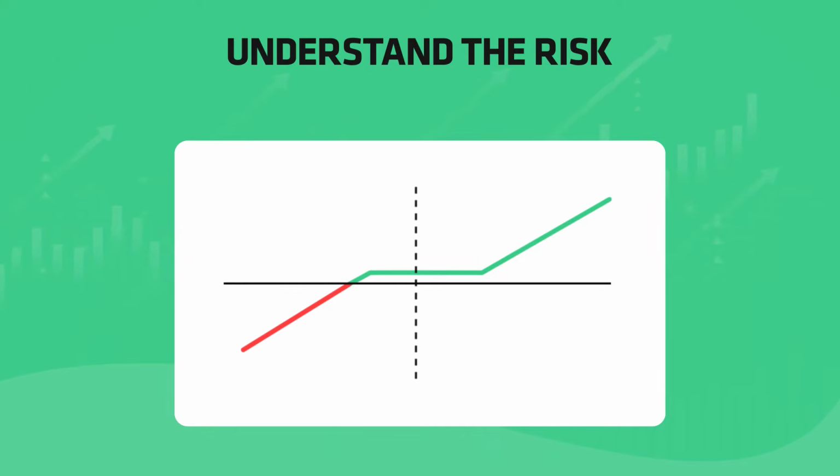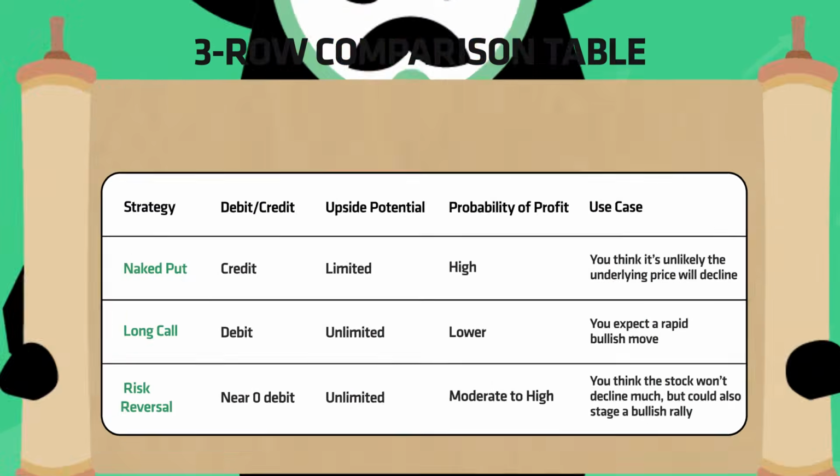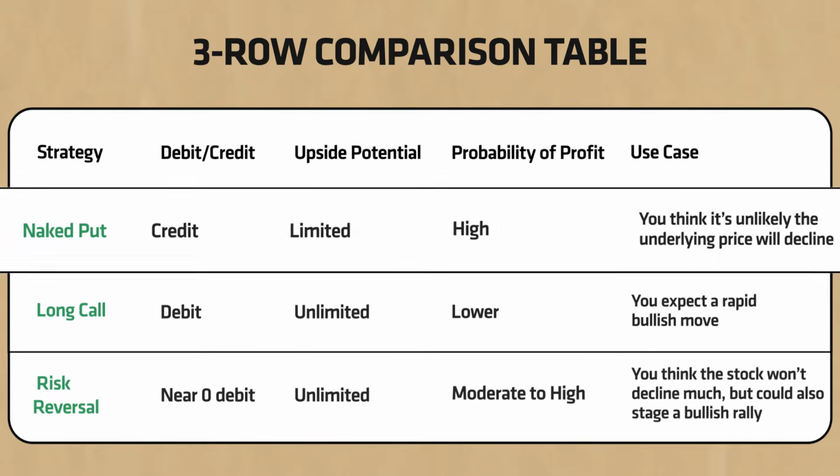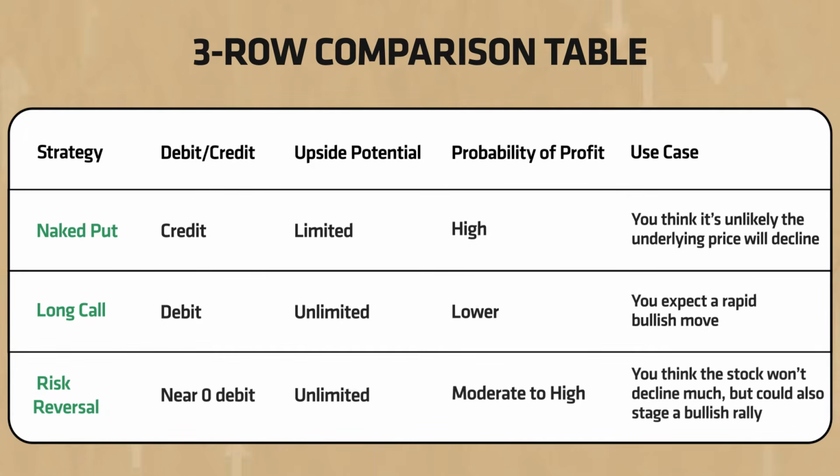Now that you've seen how the risk reversal is built, let's compare it to the two classic bullish strategies it combines: the naked put and the long call. First, the naked put. You collect a credit up front, profit potential is limited, but probability of profit is high. It works best when you think the stock probably won't drop much. Second, the long call. This one costs you a debit but gives you unlimited upside. The trade-off is lower probability of profit, so it's best if you expect a sharp, fast rally.